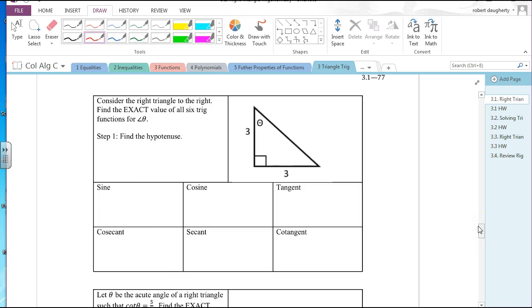Now we'll move on to another one. Consider this right triangle. Find the exact value of all 6 trig functions for angle theta. Okay? How do I find the hypotenuse? Yeah, so x squared is going to be 3 squared plus 3 squared, which is 9 plus 9. So x squared equals 18. Okay, what does x equal?